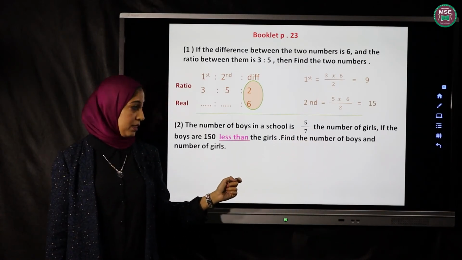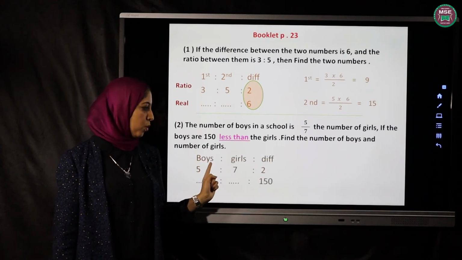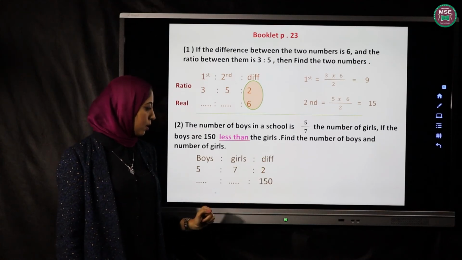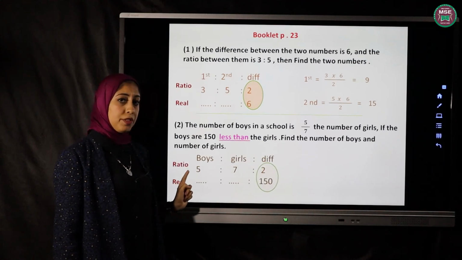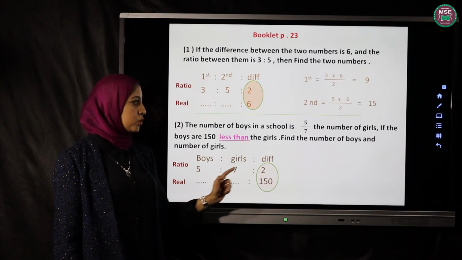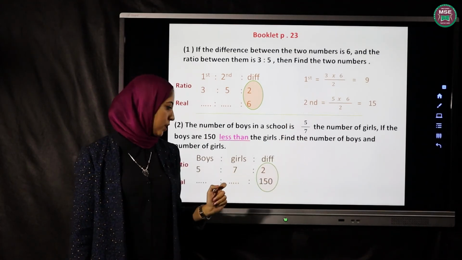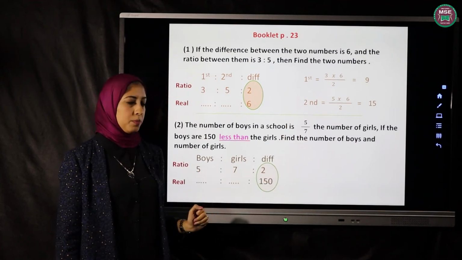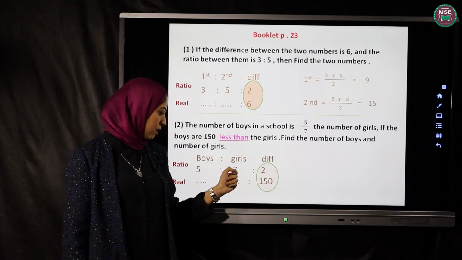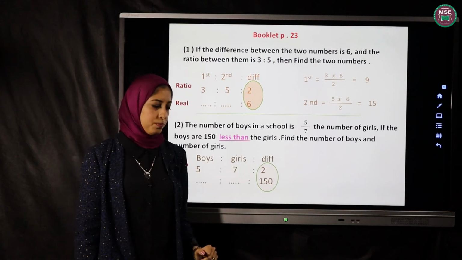Also here in the answer I will have 2 lines. First, the ratio, boys to girls, and the difference. The first line is called the ratio. The second line is called the real numbers. The ratio is what? The ratio, as I told you, 5 over 7 or 5 to 7. I will write 5 to 7. Less than means what? Less than means I have to get the difference between 5 and 7. By making 7 minus 5 is 2.